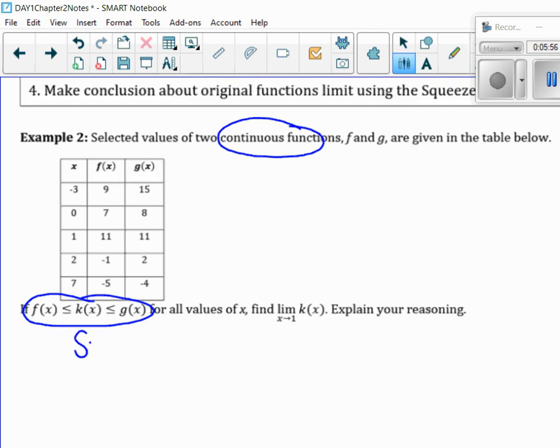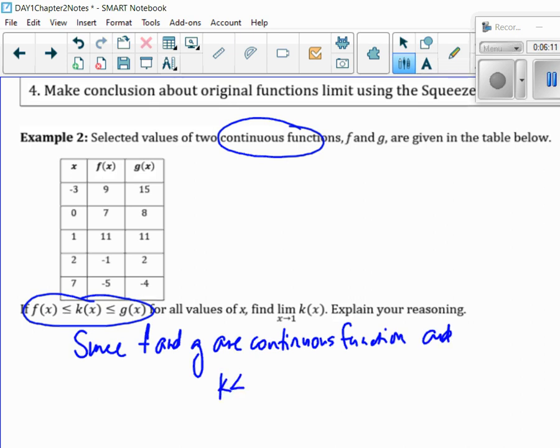Since f and g are continuous functions, because it's stated, right? And k of x, f of x is less than or equal to k of x, which is between g of x.